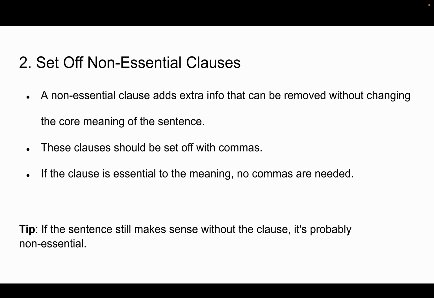Now let's look at the second use case, which is setting off non-essential clauses. A non-essential clause is a part of a sentence that gives extra information, but it can be removed without changing the main idea. What we usually do is separate them with commas. The primary tip here is that if the sentence still makes complete sense without the clause, then it's non-essential, and it should be set off.